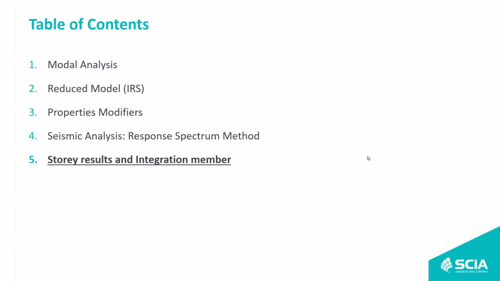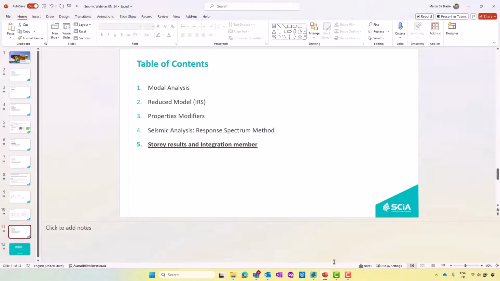It's the usage of story results and integration member. These can be two very nice features useful for the exploitation of results of seismic analysis, and not only. You can use these tools for each kind of analysis you can perform with SCIA Engineer. Let's go back to the SCIA model in order to have a look at that.